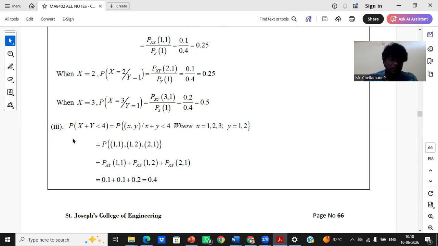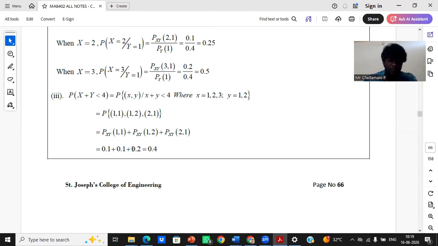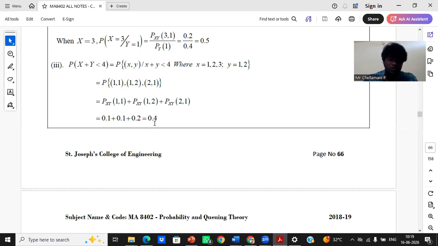Next, our third subdivision is P of x plus y less than 4. So its overall outcomes are 1 comma 1, 1 comma 2, and 2 comma 1. So probability of 1 comma 1, probability of 1 comma 2, probability of 2 comma 1. The corresponding values are taken from the table. So P of 1 comma 1 value is 0.1. P of 1 comma 2 value is 0.1. P of 2 comma 1 value is 0.2. Therefore, the value is 0.4.